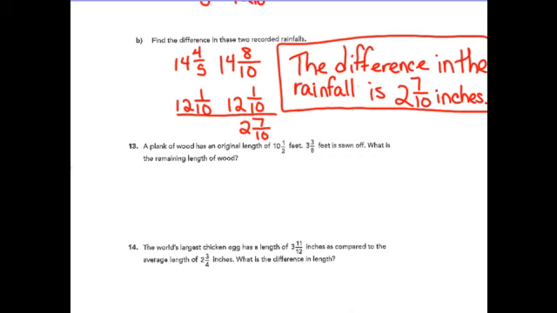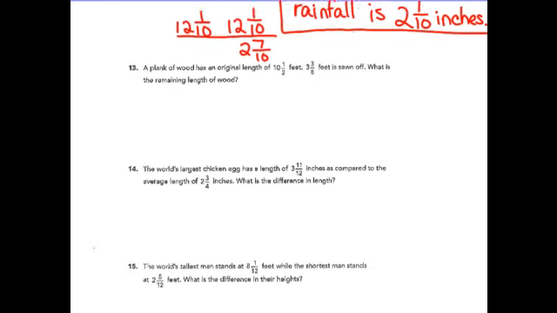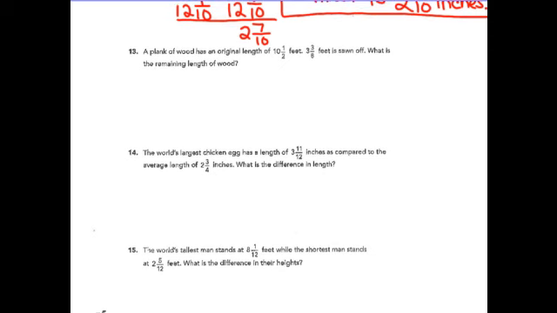Number 13. A plank of wood has an original length of 10 1/2 feet. 3 3/8 feet is sawn off. What is the remaining length of wood? So there's a part left, and part of it was sawn off. That's telling me words that mean subtract. They cut a part off of it. Usually the word cut, sawn off, remaining. Those are key words that mean to do a subtraction problem.